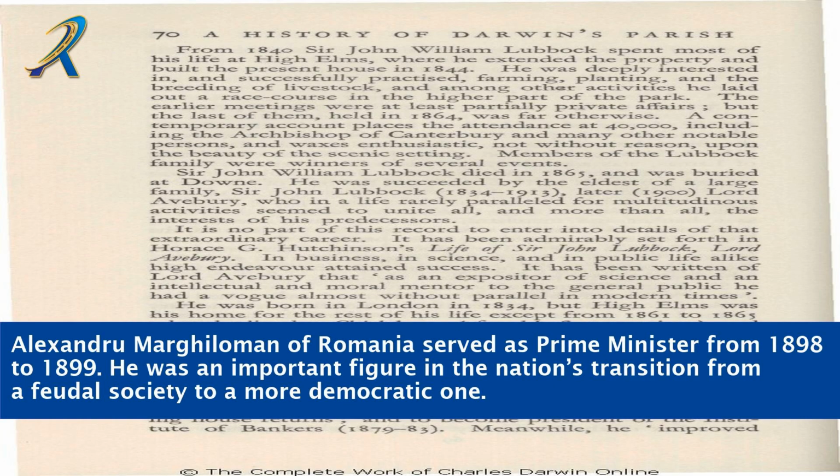Alexandru Marghiloman of Romania served as Prime Minister from 1898 to 1899. He was an important figure in the nation's transition from a feudal society to a more democratic one.